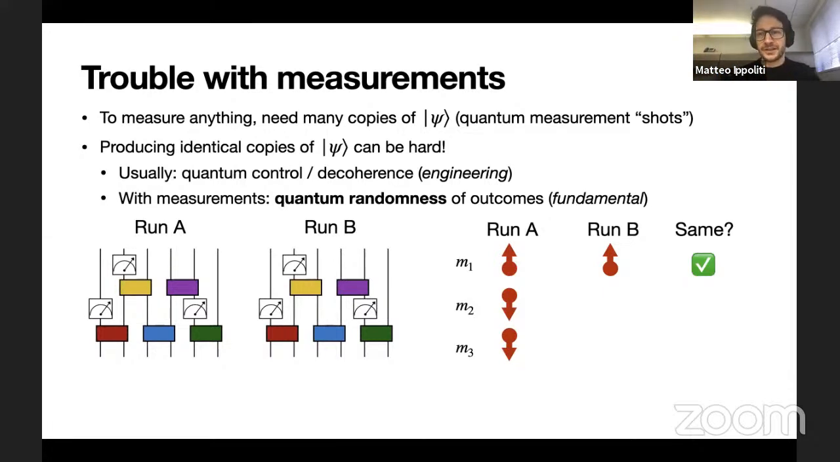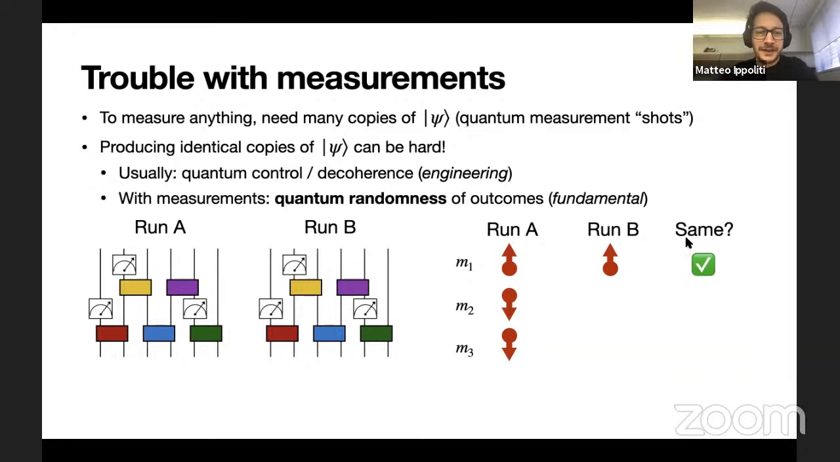So this requires producing many near identical copies of the state, which can always be a little hard due to engineering problems like quantum control, decoherence, etc. But those are practical matters that one can improve with technology. What's a little more concerning in the presence of measurements is that there seems to be a fundamental obstruction here. And that's because the outcomes of quantum measurements are intrinsically random, as far as we know, right? Unless the laws of quantum mechanics are revised in the future, they're fundamentally random.